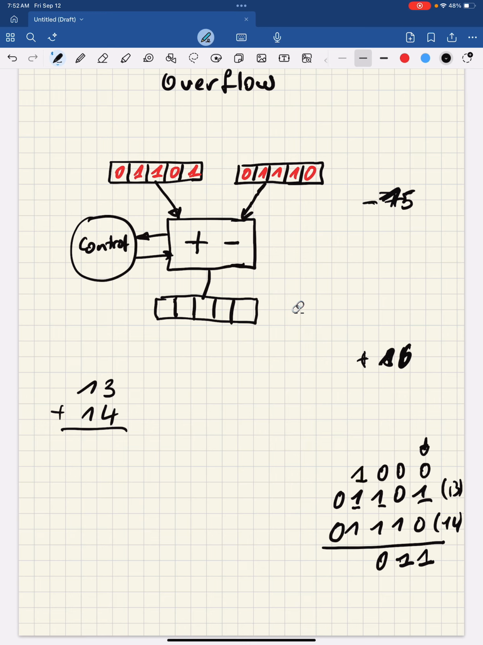Then we do 1 plus 1 plus 1. It gives us the 1 here. And then the carry for the next position is 1. We do now 1 plus 0 plus 0. It gives us the 1.